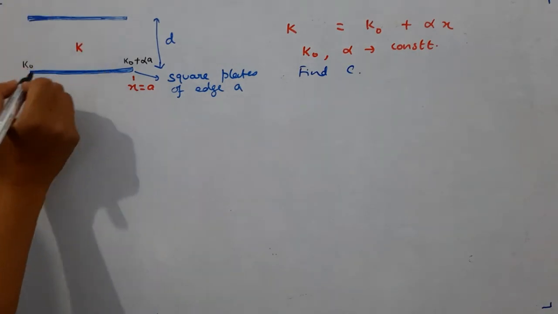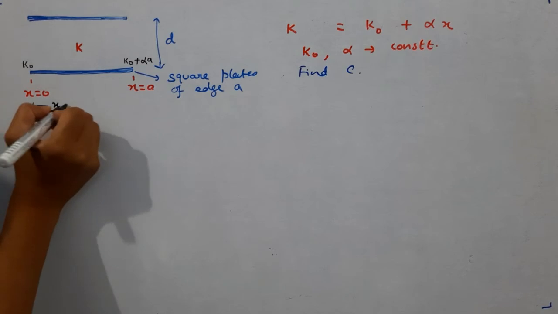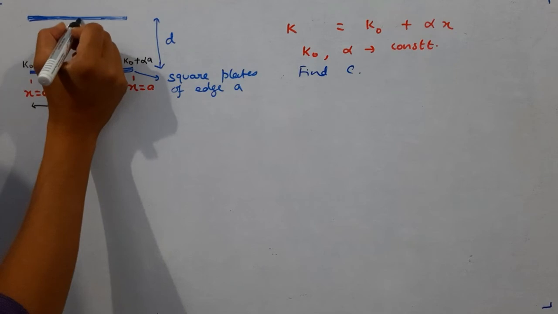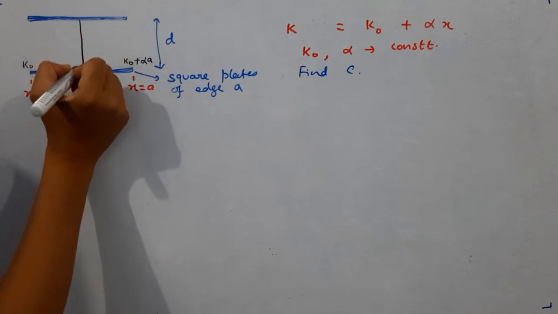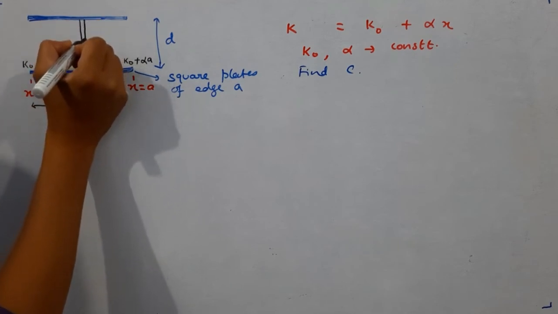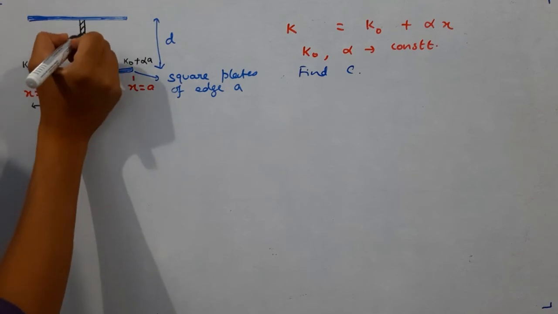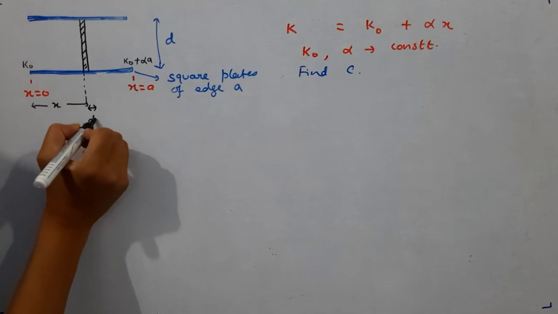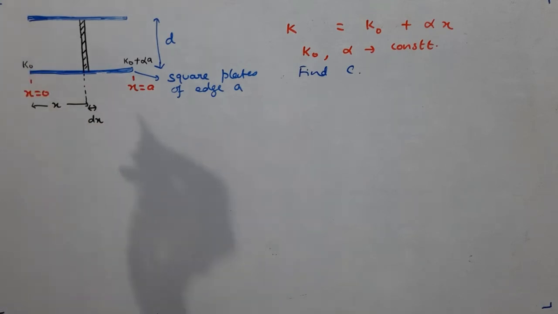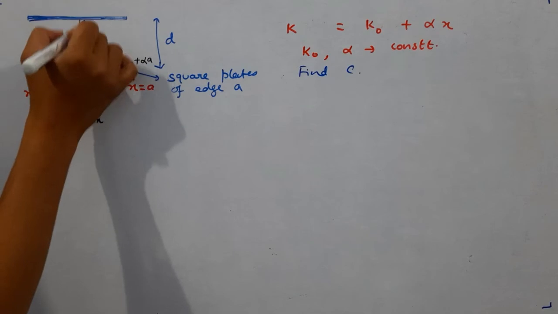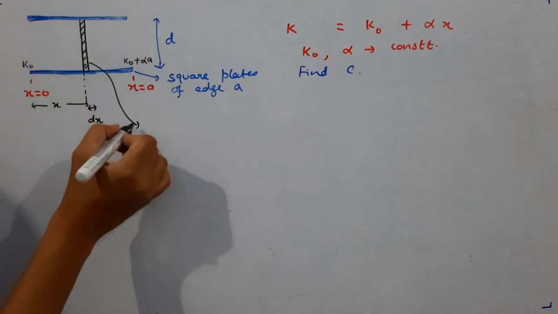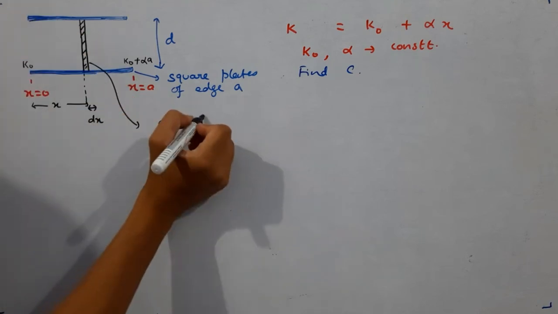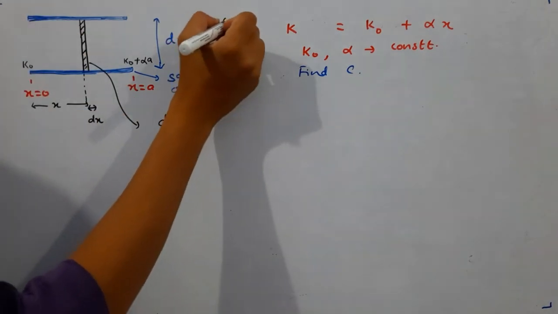For that, what we will do at a distance x, so this is the point, we'll draw a very fine thin element. And this thickness we'll take it as dx. This element is also like a capacitor. Its capacitance we write as dc. The formula for capacitance is what? A epsilon naught upon d.